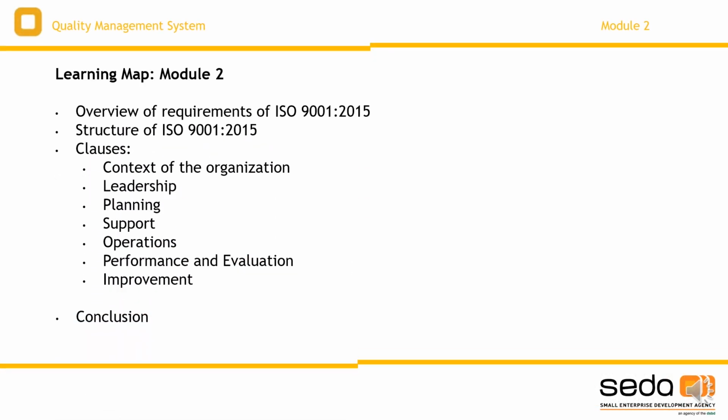Welcome to Module 2 of our basic quality management system training. We'll briefly discuss the overview of requirements of ISO 9001 2015. We'll also discuss the structure of ISO 9001 and the clauses under this structure. So we'll give brief information about the clauses on context of the organization, leadership, planning, support, operations, performance and evaluation, and then improvement. And we'll lastly conclude on what we discussed.